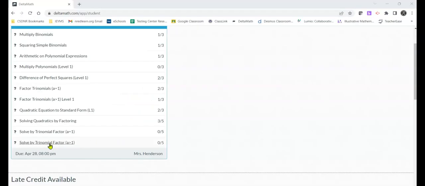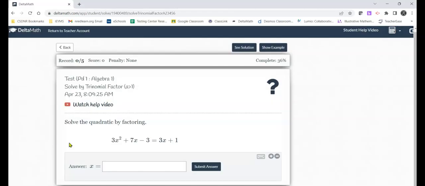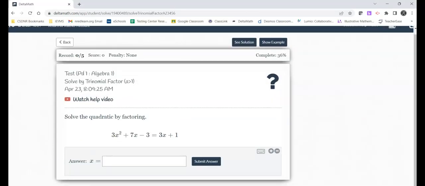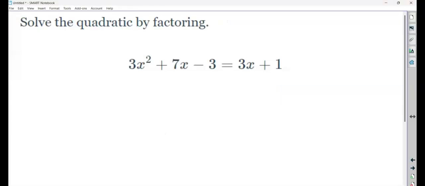All right, last one. Let's solve a trinomial with a leading coefficient higher than 1. So this is a challenge, but I think you're up for it. Okay, first, let's get this into standard form.